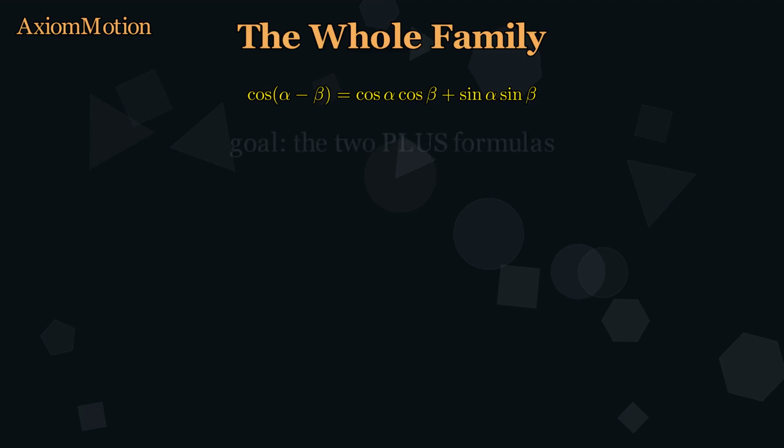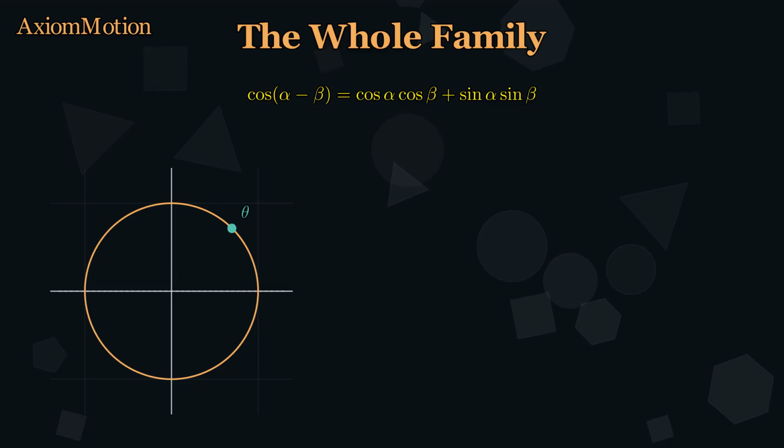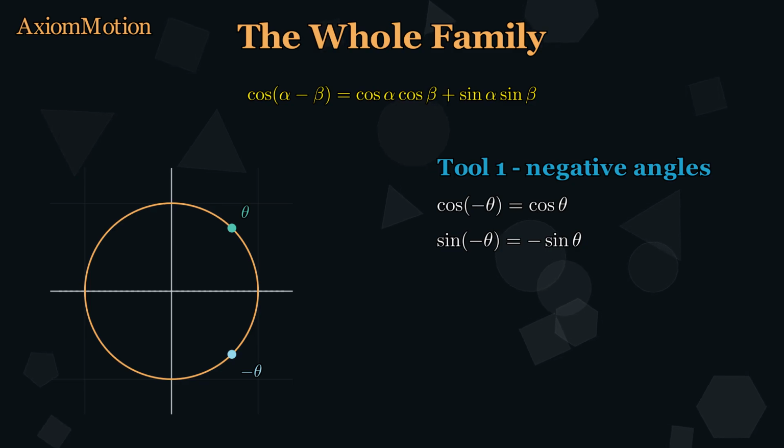One identity down. The exam wants the plus formulas. We get them with 2 small tools, each read straight off the unit circle. Tool 1. Negative angles. Reflecting the circle across the x-axis sends theta to minus theta. The x-coordinate is untouched. The y-coordinate flips sine. So cosine is even, sine is odd, directly from the definition.